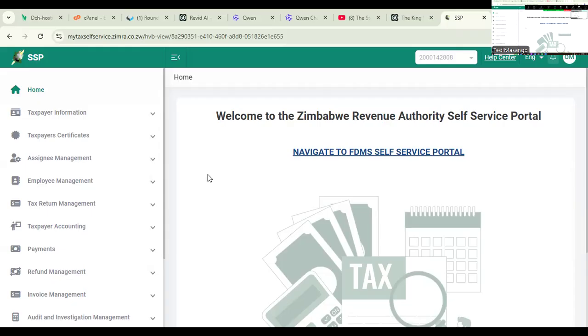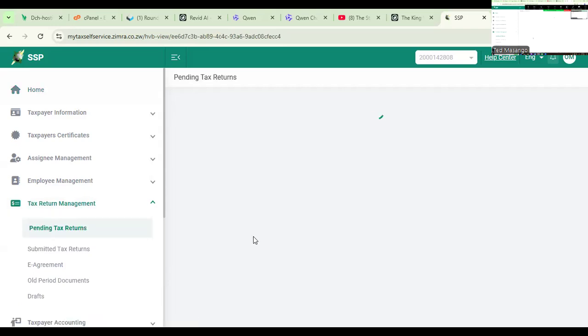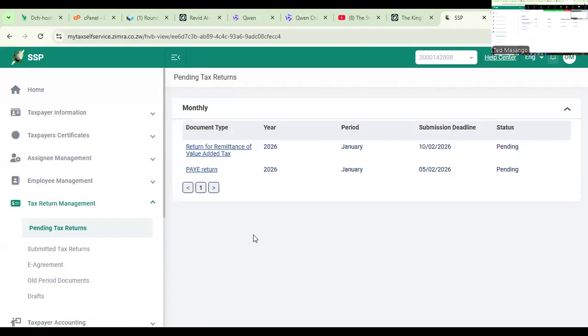Now, if you are registered, by the 10th of each month you are supposed to do a VAT return. So when you log into your Tarms, you come to tax return management. You click on tax return management, then you click on pending tax returns, because what the system does is, by the 1st of each month, they post the return on your portal, so that by the 10th, you must have submitted the return. When you click pending returns, you are taken to this window and shown the returns which are pending.